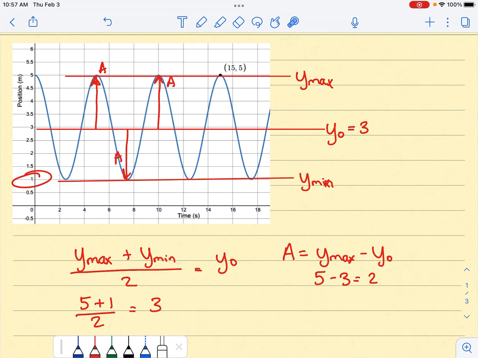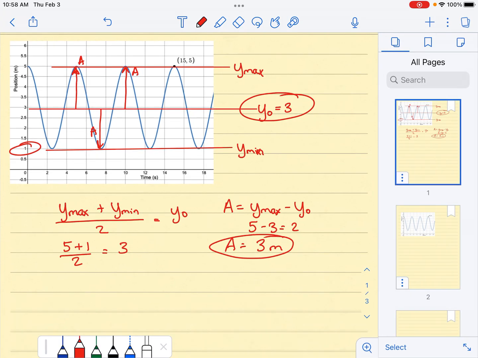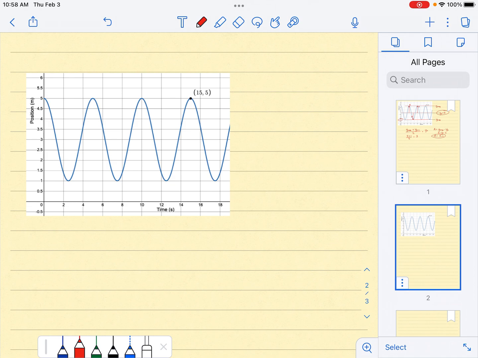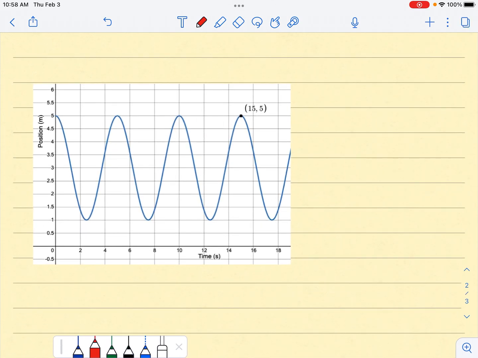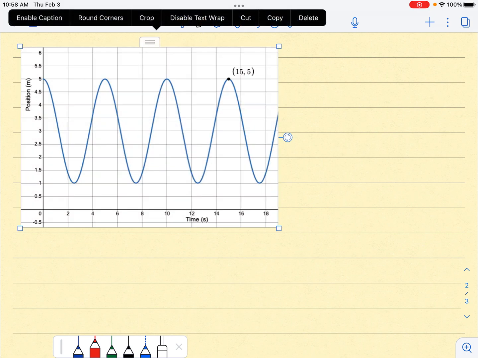So what we know so far is the equilibrium position, and we know the amplitude of the oscillation is 2 meters in this case. Okay? All right, so that's going to help us write the function. Now, let's move on. The next thing we need to figure out is the period. Let's take another look at this graph here. The period is the time it takes to complete a cycle.